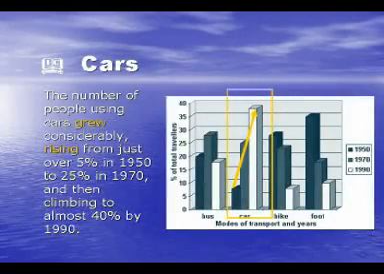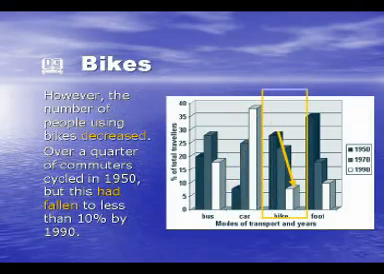The most striking feature of this graph is the increase in car usage, so let's deal with that first. The number of people using cars grew considerably, rising from just over 5% in 1950 to 25% in 1970 and then climbing to almost 40% by 1990. Now we can make a contrast with the rise in car usage by looking at the fall in bicycles and people travelling on foot.